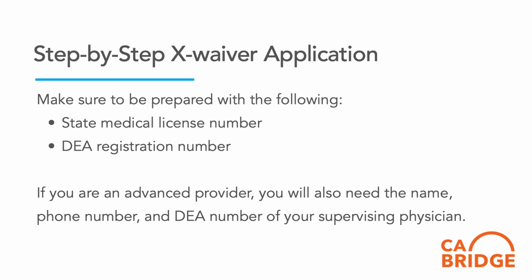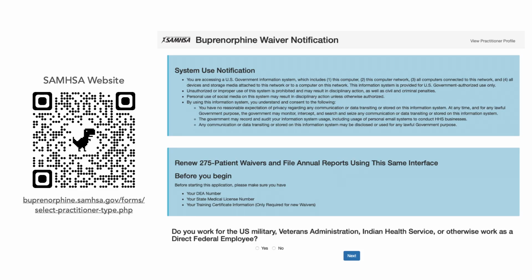To get started, make sure you have your state medical license and DEA number handy. If you're an advanced provider, you may also need the name, phone number, and DEA number of your supervising physician. The first step is to go to the buprenorphine waiver notification page on the SAMHSA website. You can scan this QR code to go straight to that site and follow along as you fill out your application. On that first screen, select yes or no based on your federal employment status.